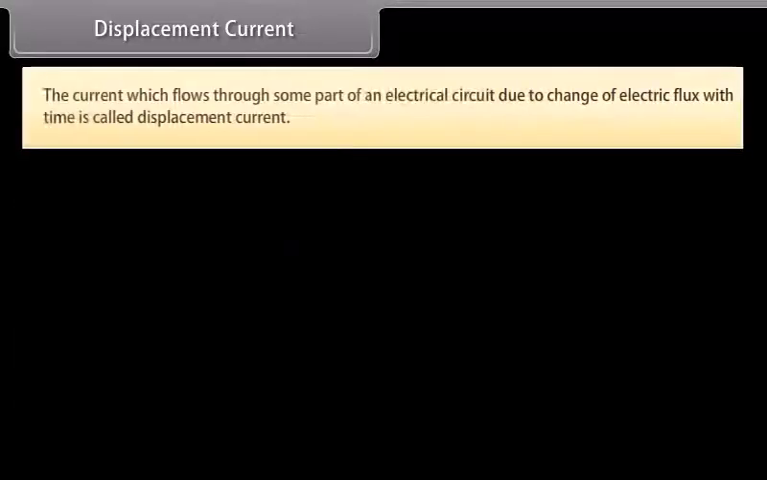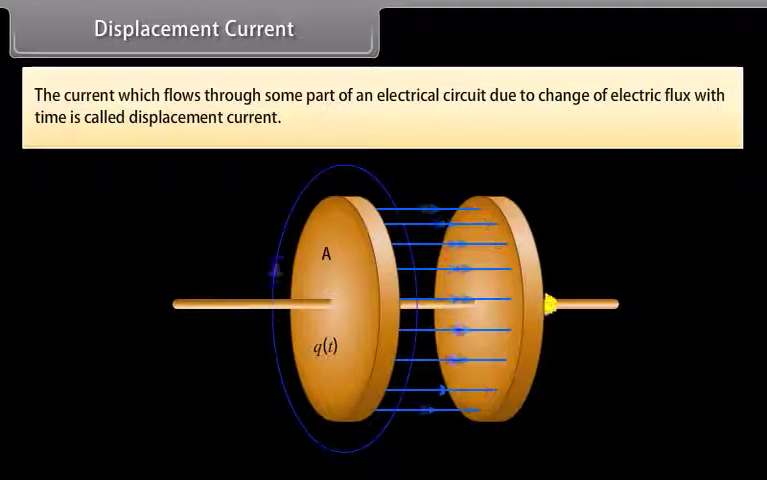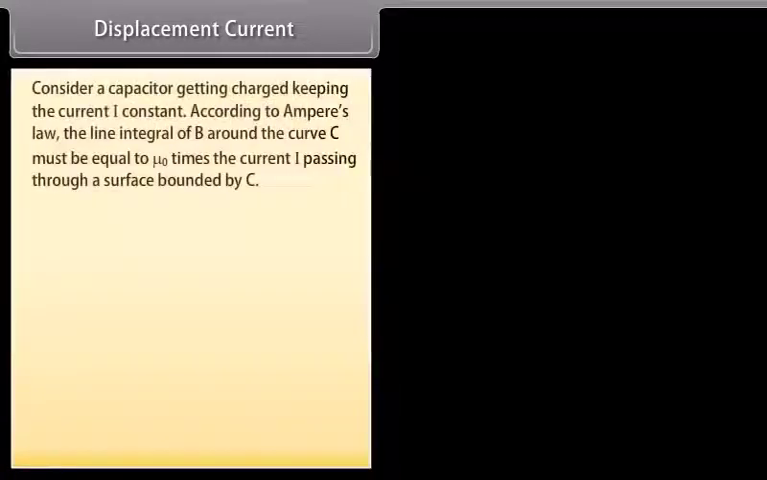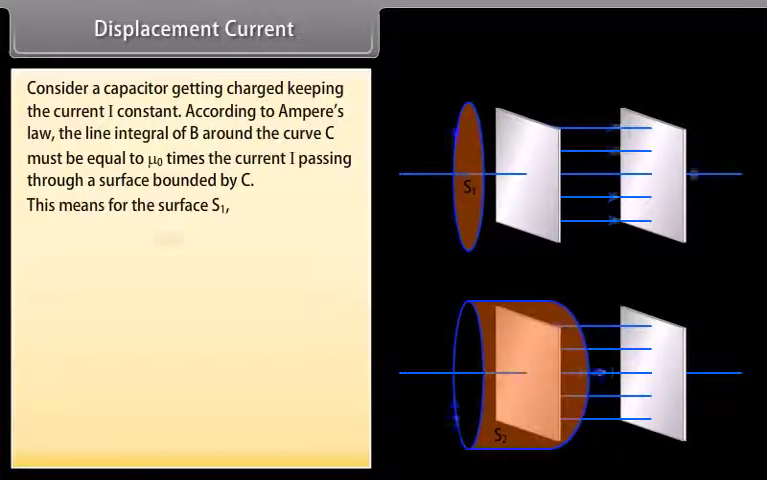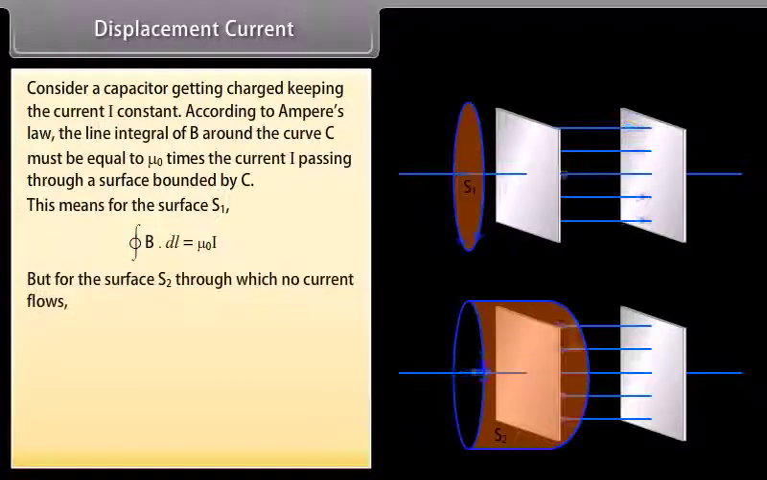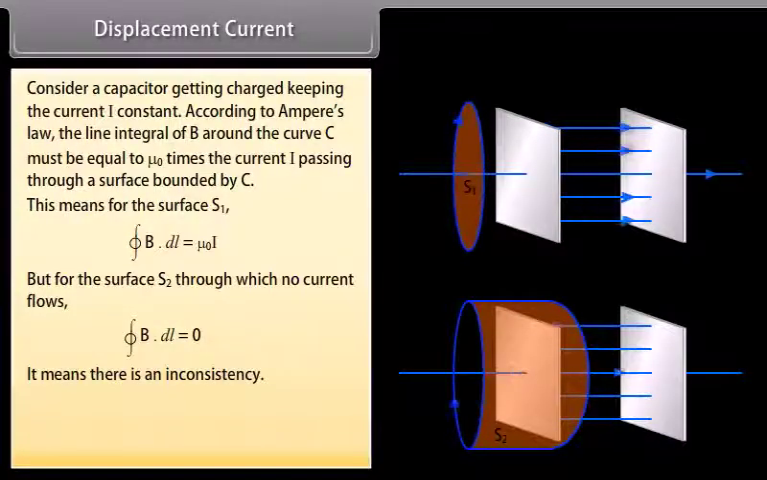Displacement current. The current which flows through some part of an electrical circuit due to change of electric flux with time is called displacement current. Consider a capacitor getting charged keeping the current I constant. According to Ampere's law, the line integral of B around the curve C must be equal to mu naught times the current I passing through a surface bounded by C. This means for the surface S1, the closed integral of B dot dl is equal to mu naught I. But for the surface S2, through which no current flows, the closed integral of B dot dl is equal to 0. It means there is an inconsistency.